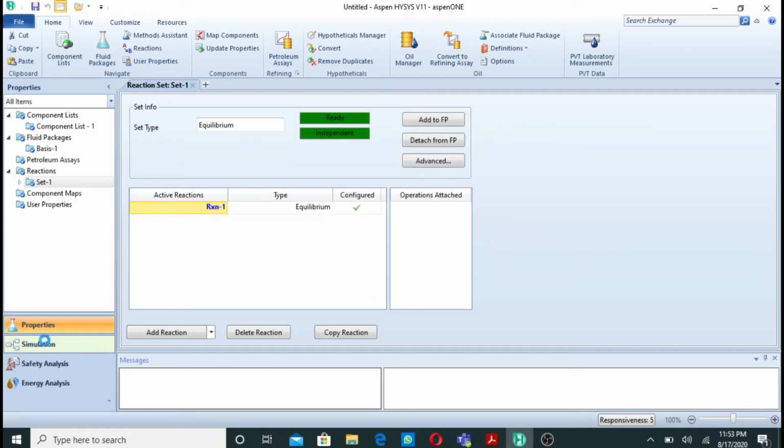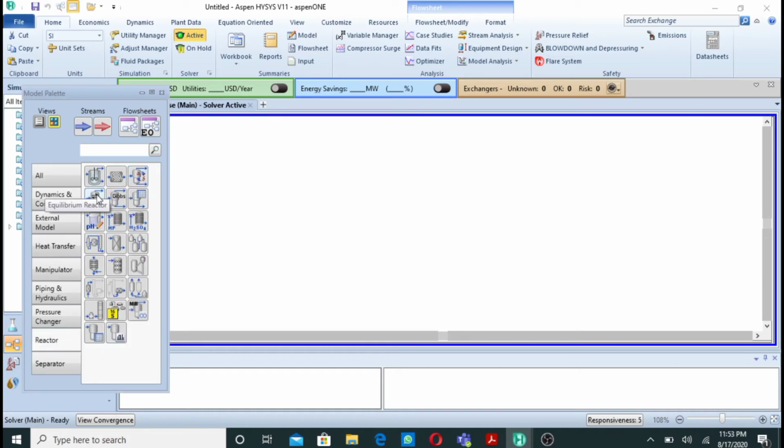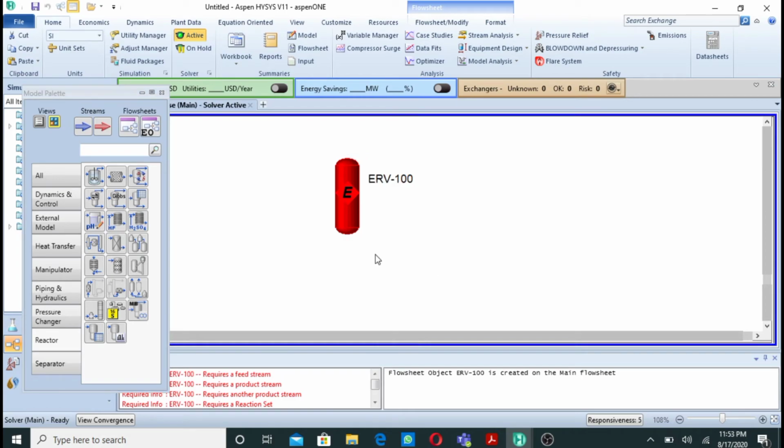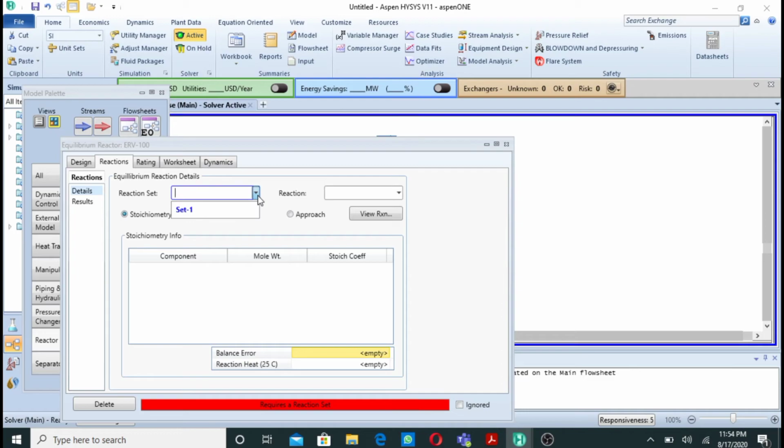Now we will go straight to the simulation. Here I will click on reactors and add an equilibrium reactor. I will drag an equilibrium reactor and then double click it. The streams that are entering, one is for carbon monoxide, so you can say CO. The second stream is for steam, so I will write steam. On the vapor outlet I can write gas, and on the bottom I will write down. You can change these names according to your need. There is no hard and fast rule to take these names. When I click enter, it says it requires a reaction set. So I will go to the reactions and add reaction set 1.